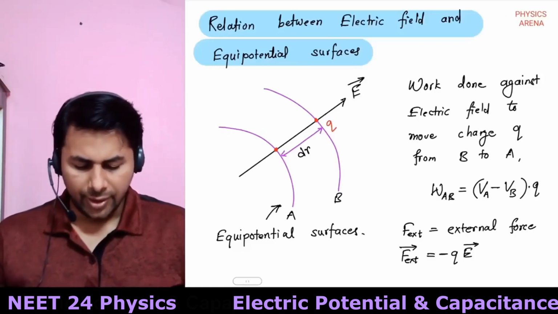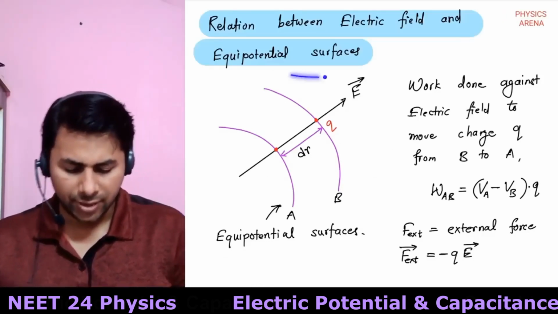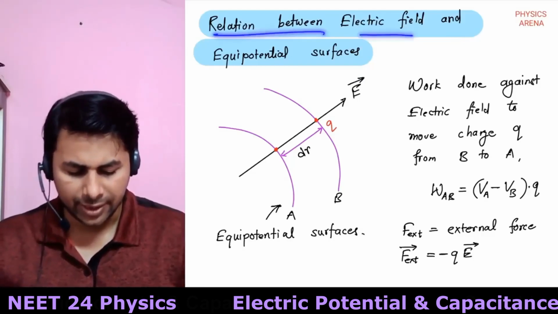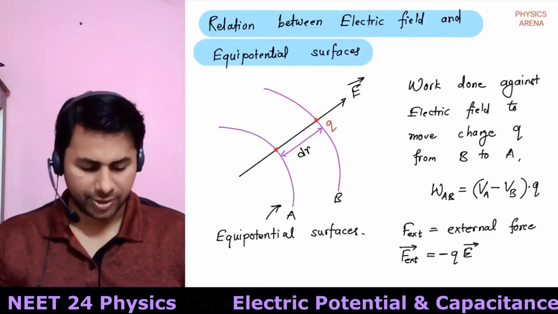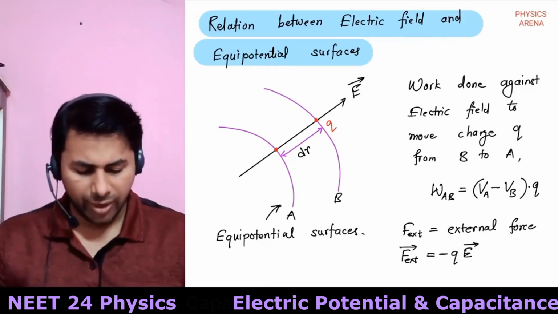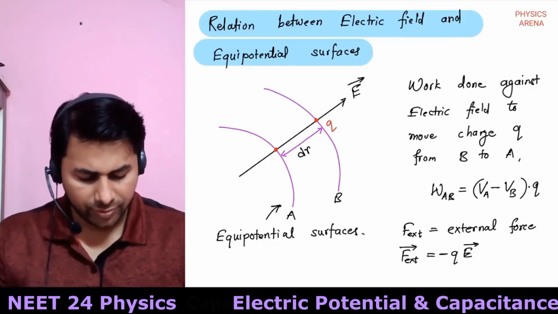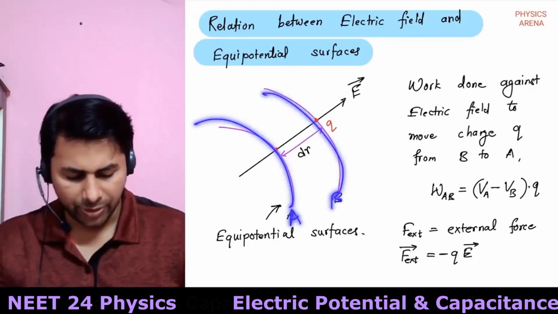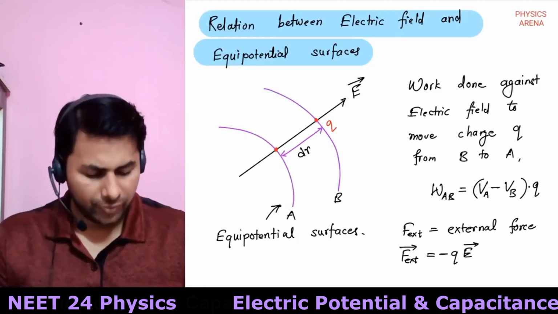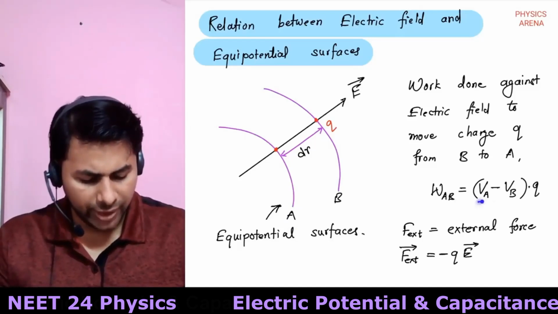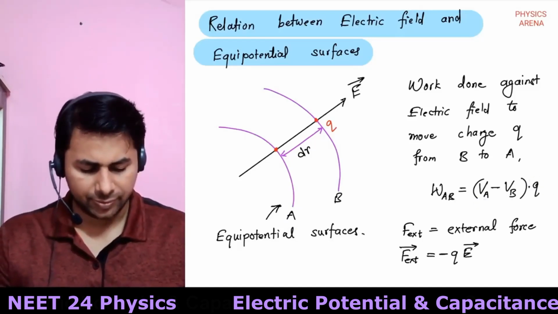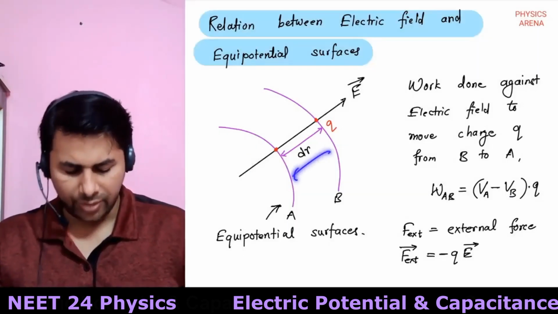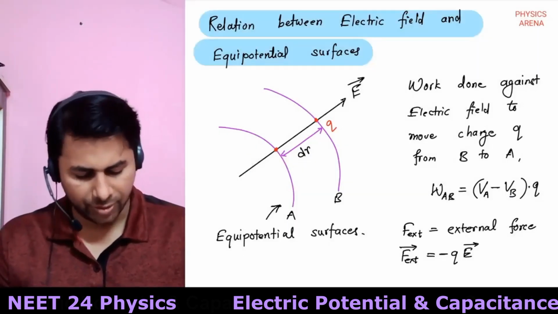Okay. Then this is another property of the equipotential surfaces, that is the relation between an electric field and equipotential surface. So see, when we move a charge from this surface having potential A to this surface having potential B, how much is the work done? Work done is (VA minus VB) times Q. So work done to move it from B to A would be that much, not from A to B.